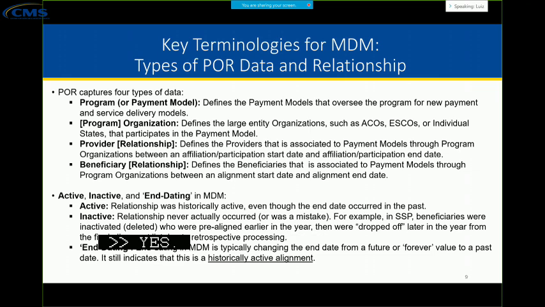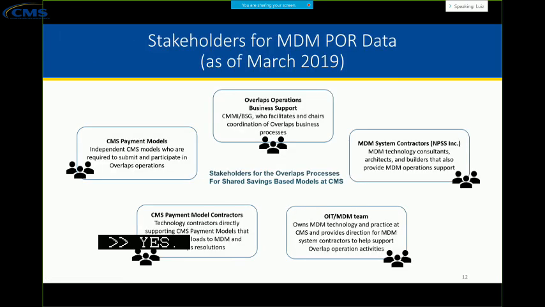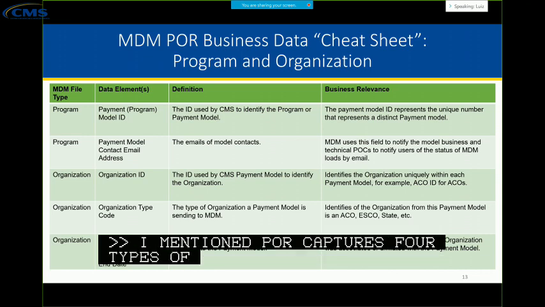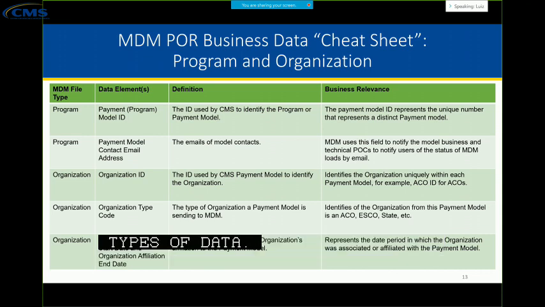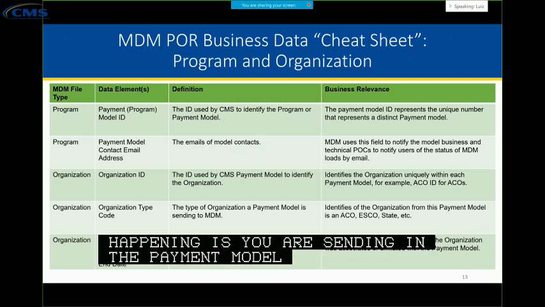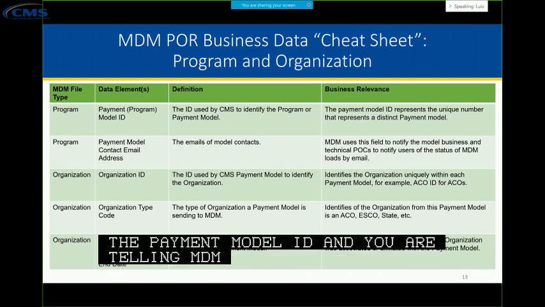Great. So I mentioned POR captures 4 types of data. Now this is really starting to connect the dots between the data and what is actually being captured in MDM. For a program, what's essentially happening is you're sending in the payment model ID and telling MDM, I am a payment model that has intent to send the data to MDM. That's just setting up the business data in MDM.